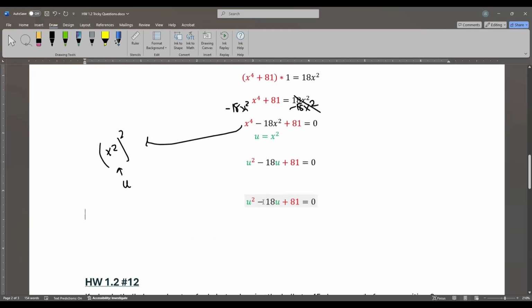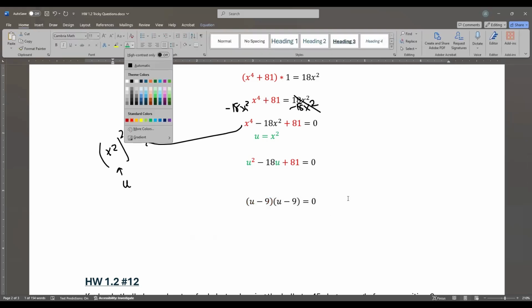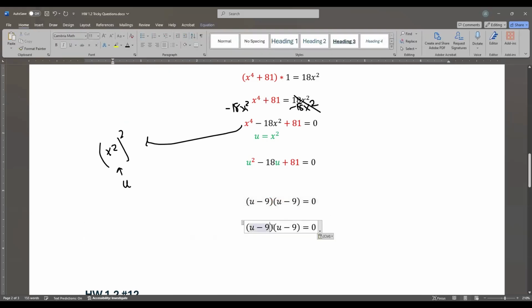And now you can factor this using your usual methods, or you could use the quadratic formula in order to solve this. But I'm looking for numbers that multiply to 81, but add to negative 18. So that's going to end up being -9 and -9. So when I factor this, I'm going to get u minus 9 times u minus 9. Or in other words, u minus 9 squared.